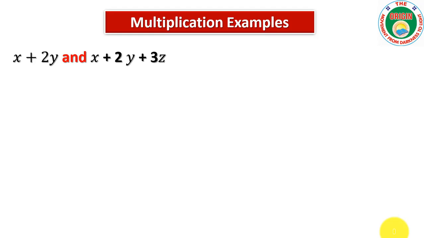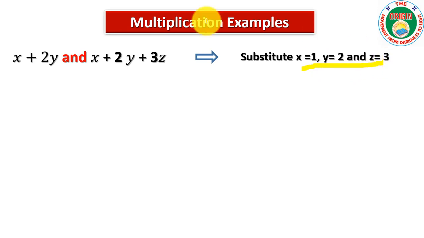Multiplication. Some examples are given here. What you are doing is multiplying these expressions, and I have given some values of the variables. Substitute the variables in this answer. Whatever answer you get after multiplication, in that answer, substitute the x, y, z values. Then you can simplify the expression.